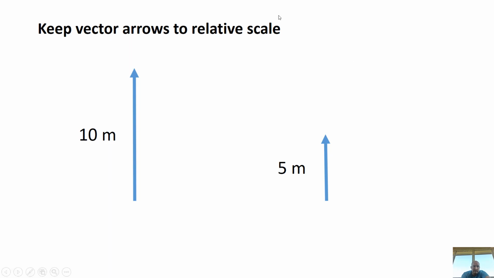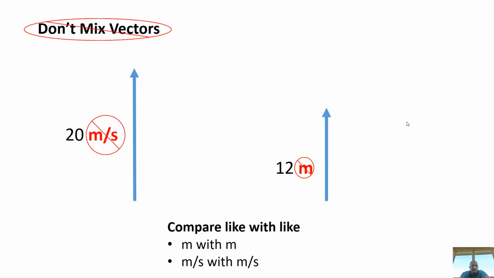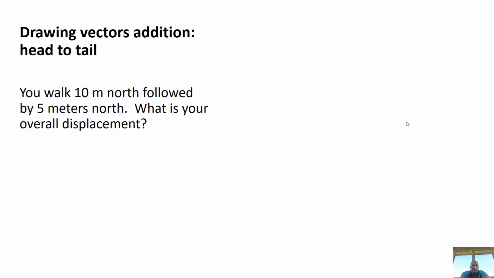So let's just talk a little bit more about scale. It's important to be able to see and visualize your answer before you type things into a calculator. So you want to have the arrows to relative scale, but they don't just have to be meters. They can be meters per second. It could be velocity. It's not always just going to be a displacement. It could be any vector, anything that's a vector can be added with arrows. Don't mix vectors. 20 meters per second and 12 meters would be two different vectors, two different problems. We wouldn't want to put one next to the other. So likes with likes. And just drawing vector addition head to tail.